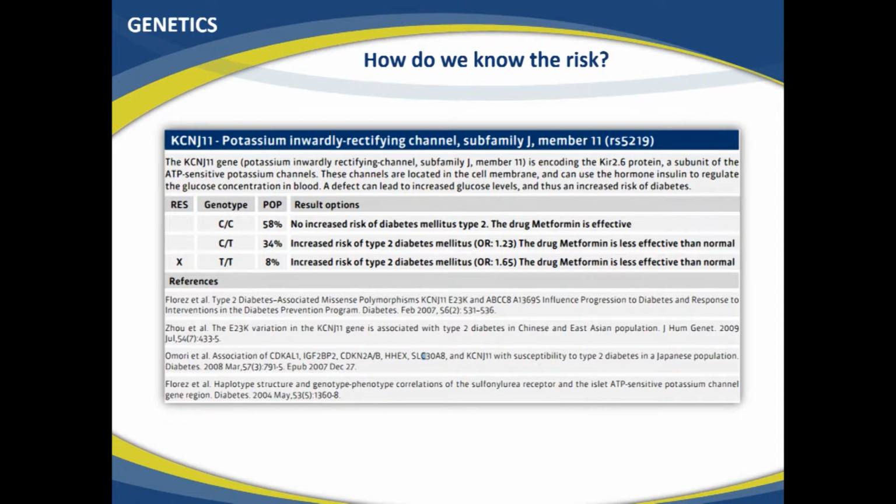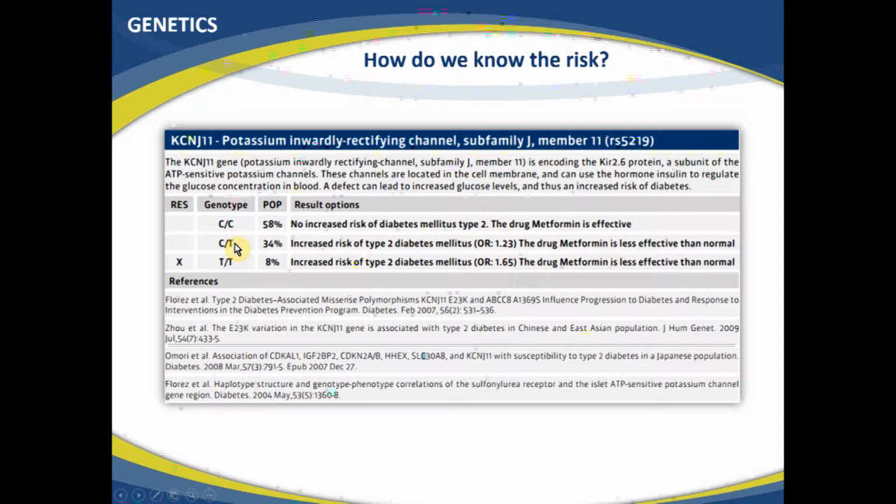This again is for experts that say, I want to know what's the scientific basis of this claim that we make. And this is just one of the genes, and you find them in the reports in this way. It will give you the name of the gene, some short explanation. It's really just for experts. And then you see the 3 possibilities.